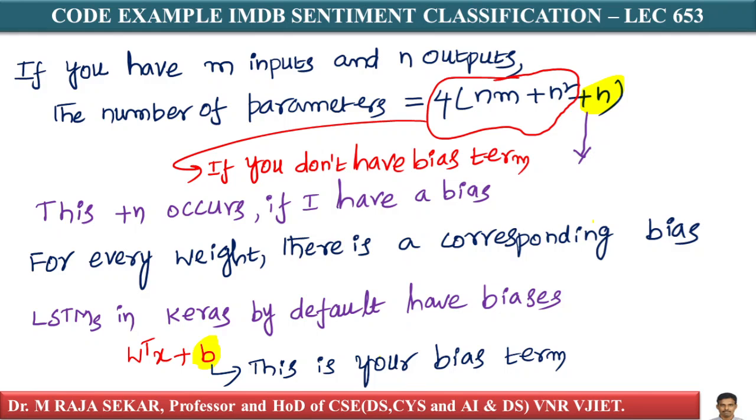Otherwise, if you have a bias term, you have this plus n. If you don't have a bias term, what is your formula? 4 into nm plus n square. By default, LSTM kernels have a bias term, isn't it? Let's just insert these values into the formula.